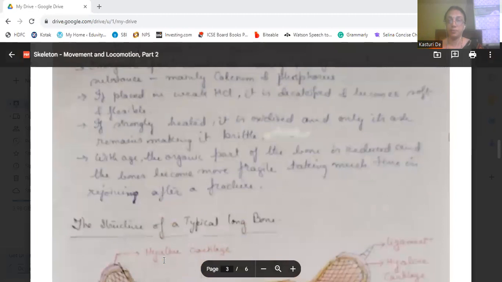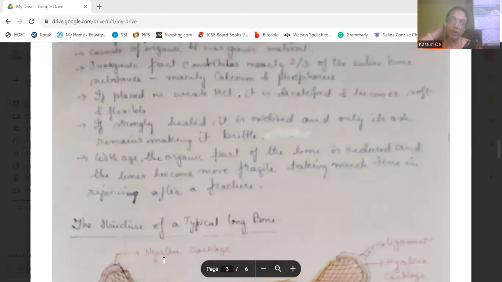Then with age, when we are becoming aged, the organic part of the bone is reduced and the bones become fragile, taking much time in rejoining after a fracture. If we get a fracture, then it takes a long time to rejoin. And it breaks very easily, as the bones become fragile, because their organic part is reduced.